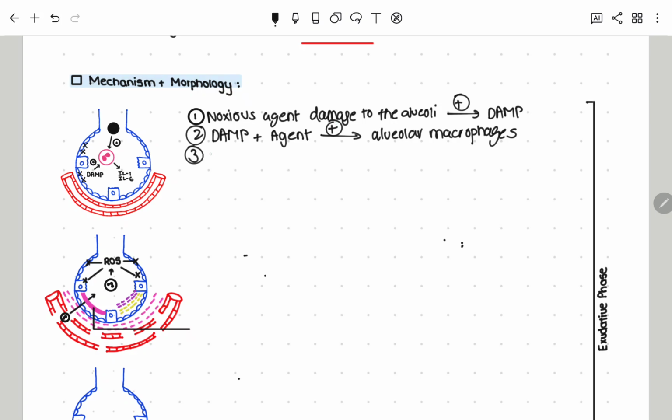Now these macrophages in turn go and release cytokines that result in the recruitment of your acute inflammatory cells, and that means I'm just going to put acute inflammatory cells, AIC, which are basically your neutrophils, and this also ends up increasing the permeability of the alveolar capillaries.